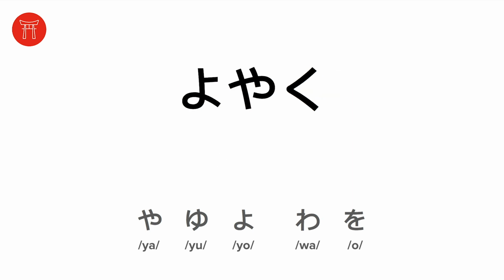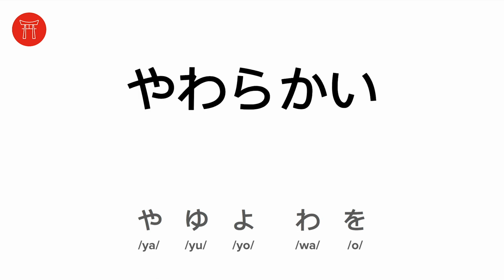Here are a couple of words using other characters in these two rows. Yo, ya, ku, yoyaku, reservation. Ya, wa, ra, ka, i, yawarakai, soft.